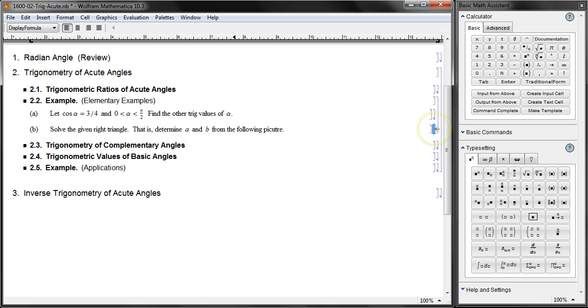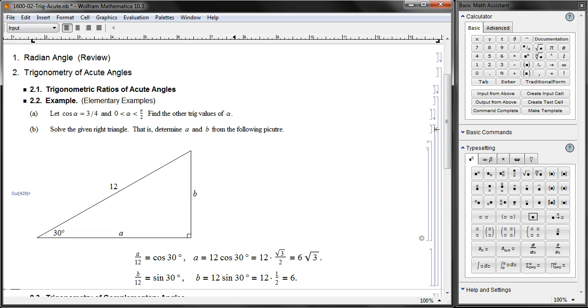Next, solve the given right triangle, that is, determine A and B from the following picture. Let's see what we have. A and B are unknown, it's a right triangle, and the hypotenuse is 12. Consequently, this angle should be 60 degrees because these two angles must add up to 90 degrees. Or as a matter of fact, all 3 angles add up to 180 degrees, and this one is 90 degrees, so 30 degrees plus 60 degrees, well, that's 90 degrees.